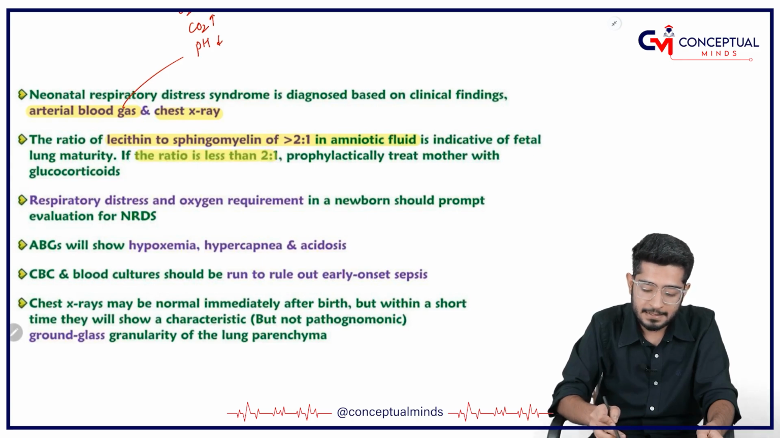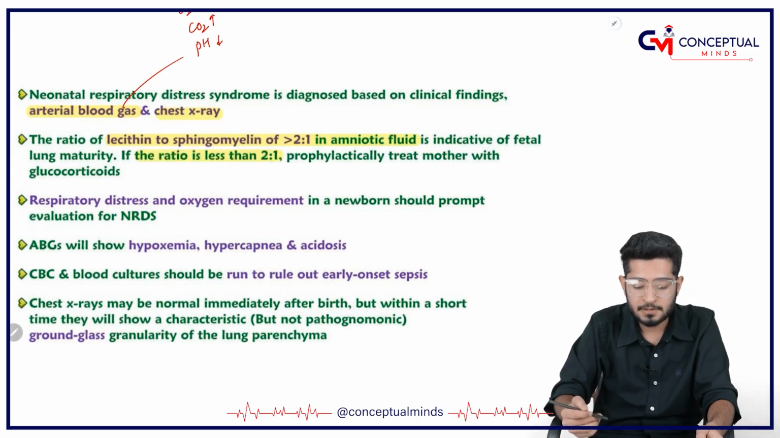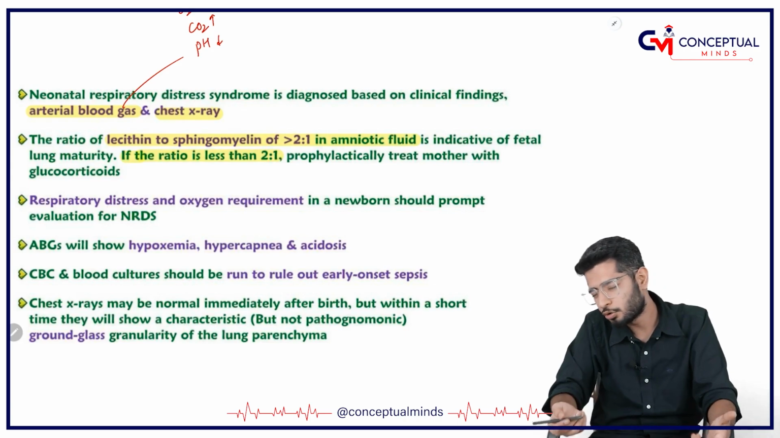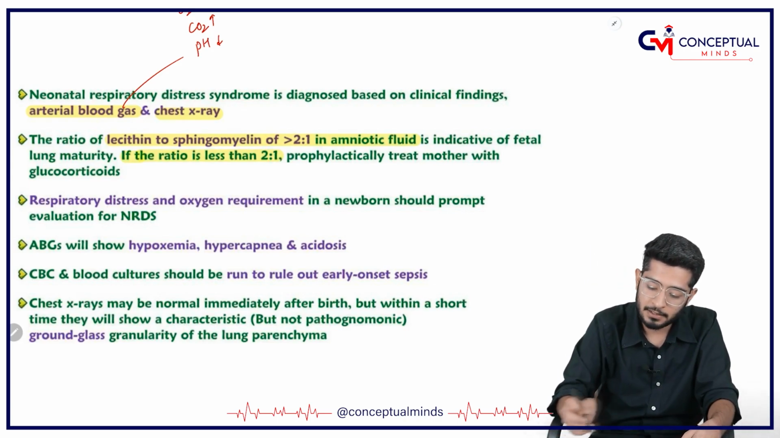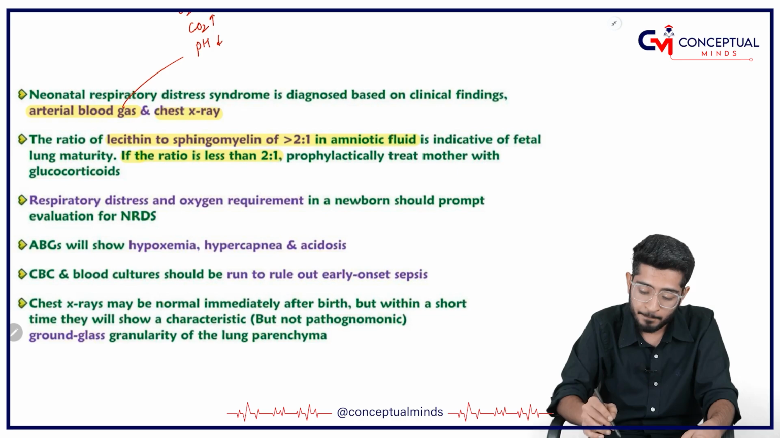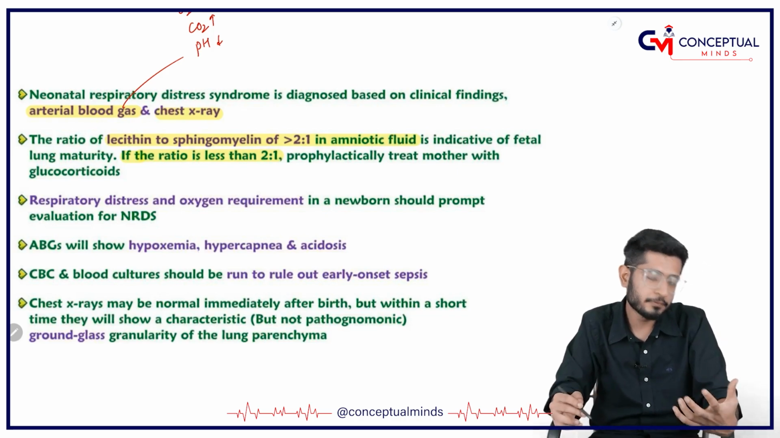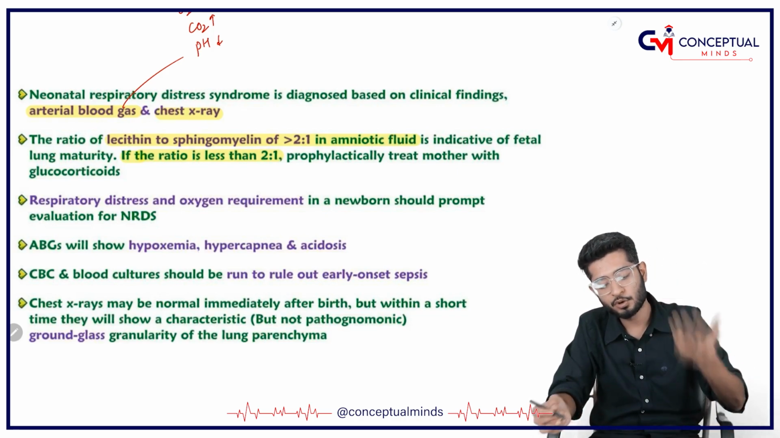But if it is less than 2:1, of course, we can see that it is not good. Okay, how to check? It is actually checked in the amniotic fluid. So if you see in the amniotic fluid, lecithin-to-sphingomyelin ratio is more than 2:1, fine.